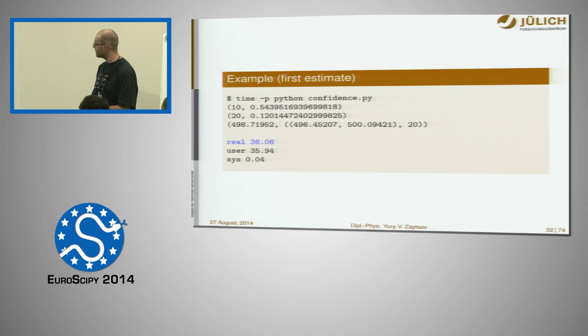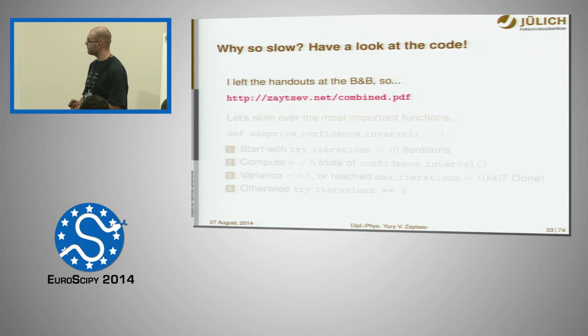But let's do something more interesting now. So still 36 seconds for a confidence interval of, I don't know, 100,000 numbers in 20 iterations. I think that's pretty extreme. Where does this come from?